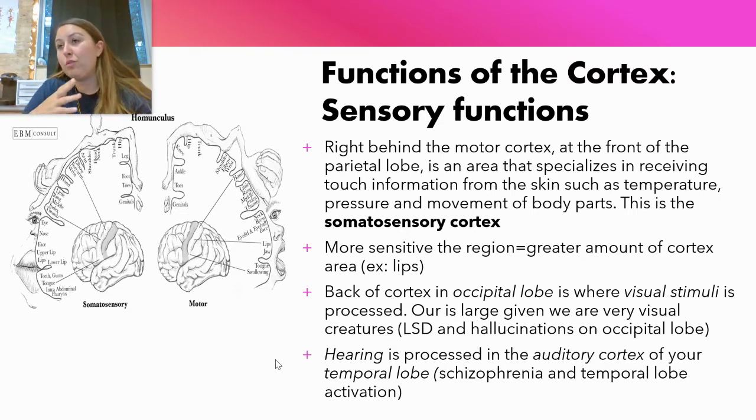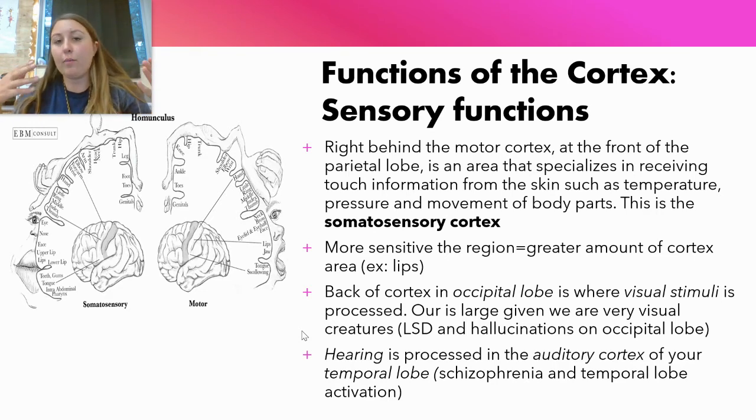And similar to the motor cortex, for the somatosensory, the more sensitive that area is, the larger amount of cortex is given. So, for example, if you see here, this is our somatosensory cortex. The lips have a very large area given to them because the lips are a very sensitive part of our body. Whereas something like the nose does not have as much sensory cortex given because it's not as sensitive to touch. So the somatosensory cortex is for touch sensation.